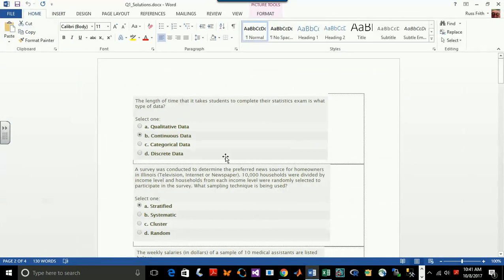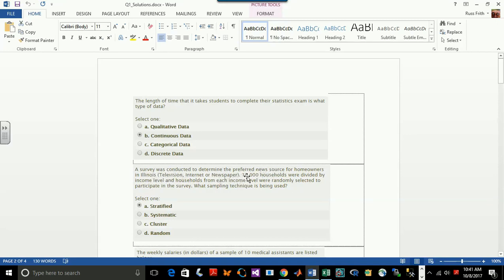All right, so the first quiz question was: the length of time that it takes students to complete their statistics exam is what type of data? Well, since students can complete the exam at any time after the start of the quiz and before the end of the quiz, and there are an infinite number of time values between start and end, this would be an example of continuous data.